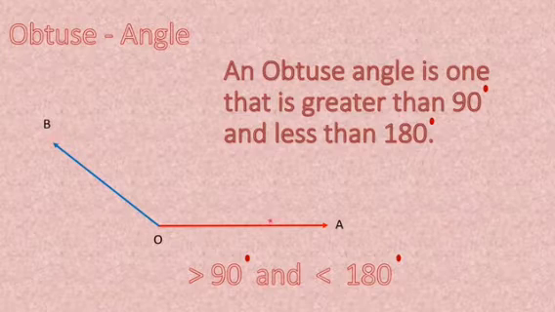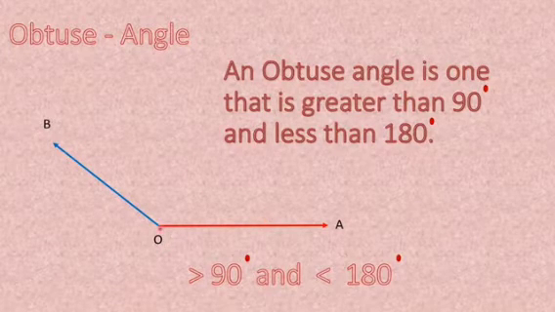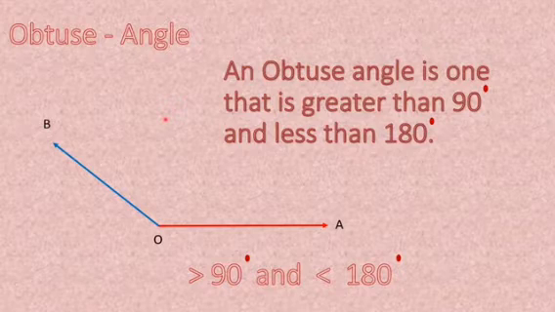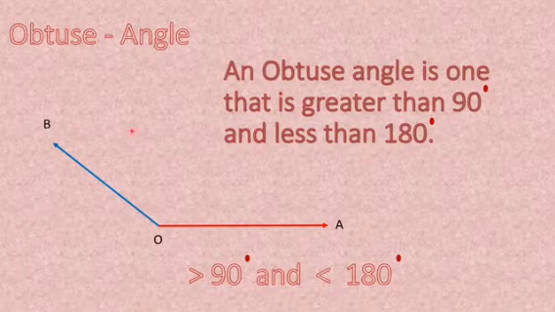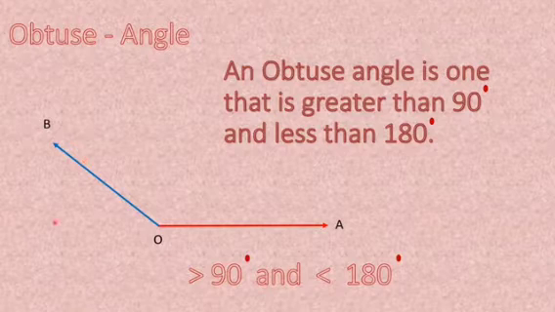While moving, it has crossed 90 degrees also. See, you observe this. When it was less than 90 degrees, it was an acute angle. Exactly at 90 degrees, it was a right angle. Then it has crossed 90 degrees now, but it has not reached 180 degrees. Clear? So the region where the angle is formed, which is greater than 90 but less than 180 degrees, gives you or results in an obtuse angle.